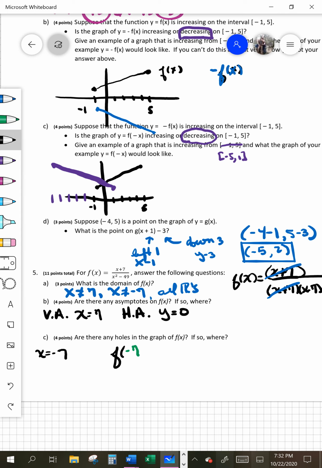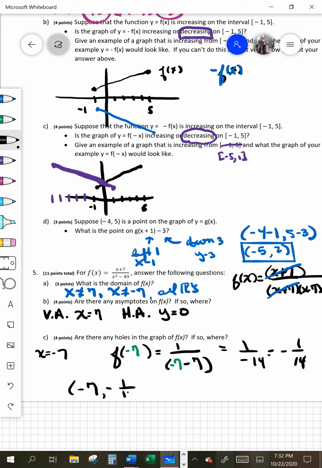And so if we plug that in, in the numerator we have 1 all over, I see an x there, plug in negative 7 minus 7. So negative 7 minus 7 is negative 14. So this is equal to 1 over negative 14. You could pull the negative out front, which is negative 1 over 14. And so we have a hole when x is negative 7. Our y value is negative 1 over 14.